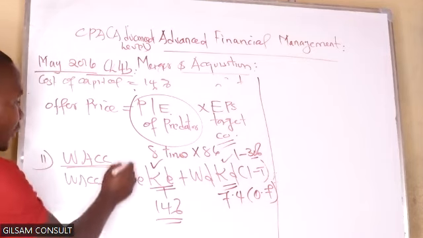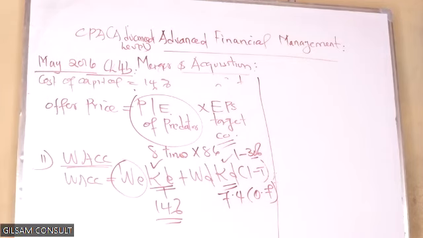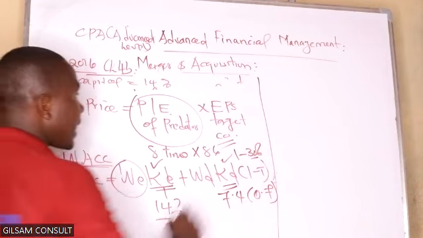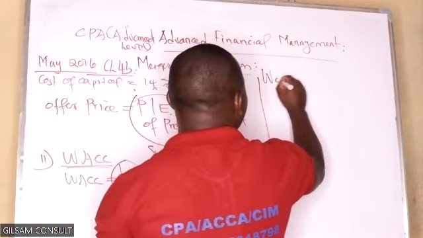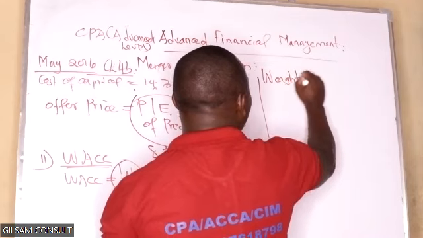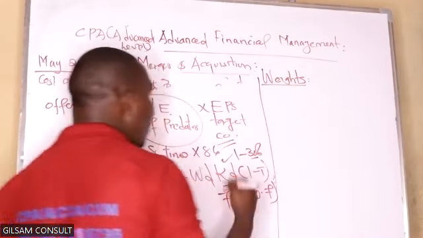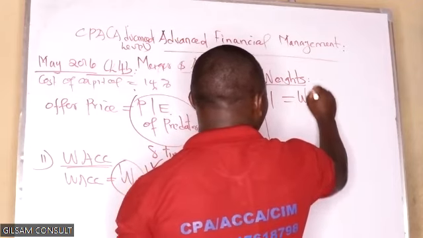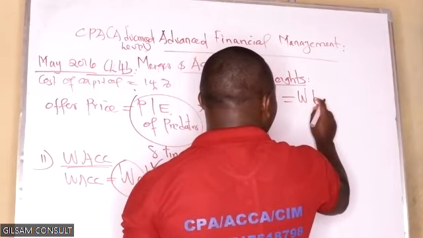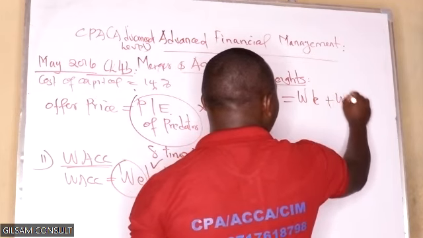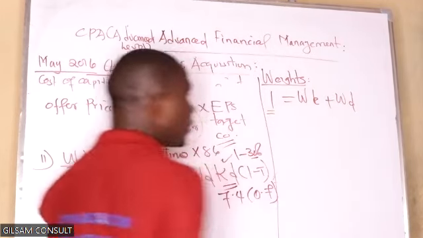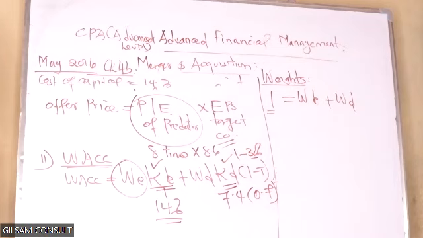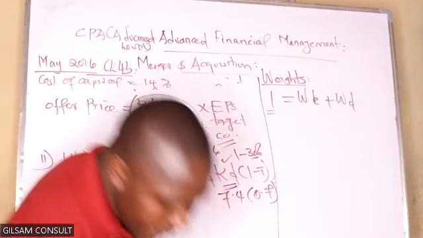Now we are remaining with the weights. How do you get the weight? The weights should sum to 1. So the weight of equity plus the weight of debt should be equal to 1.